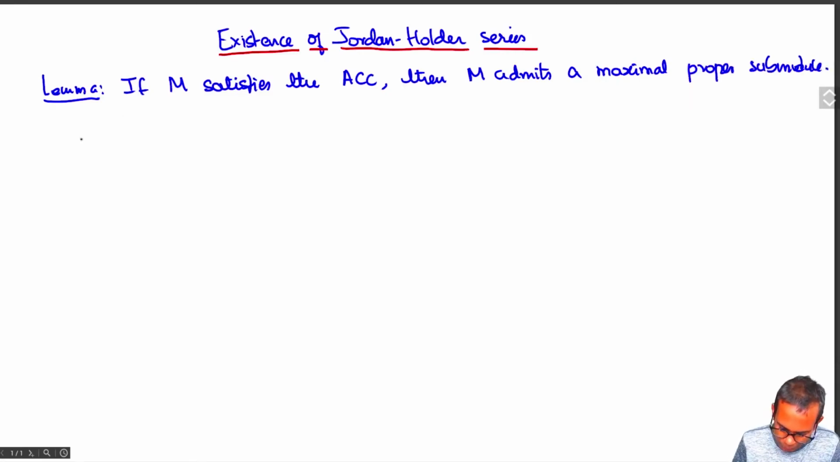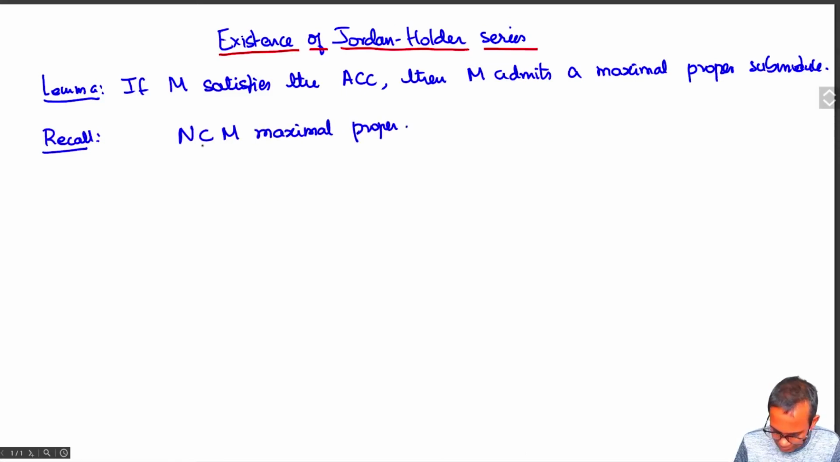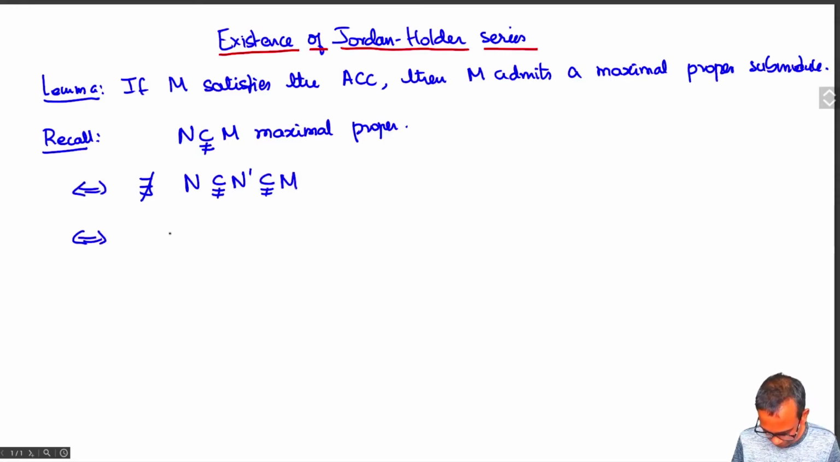So recall that a maximal proper submodule N means, firstly, that it's proper, and secondly, that there does not exist any N' between N and M. But this is the same as saying that M mod N is simple, because the submodules of M that contain N are in bijection with submodules of M mod N. Okay, so now let's prove this.